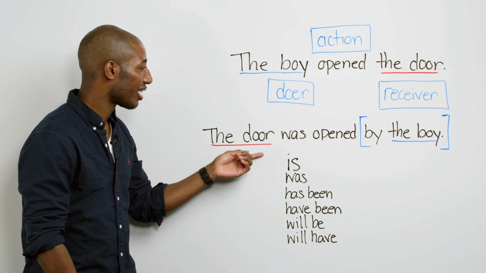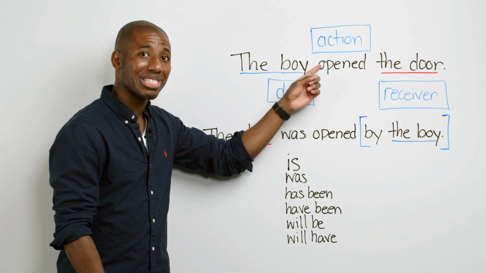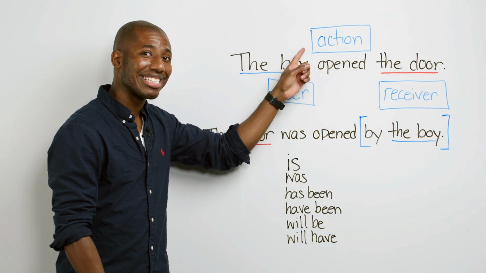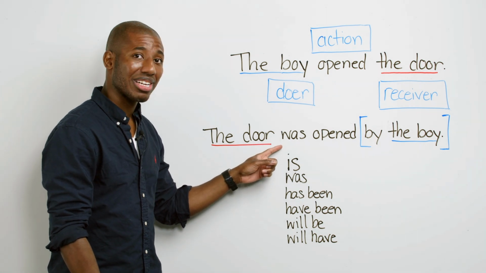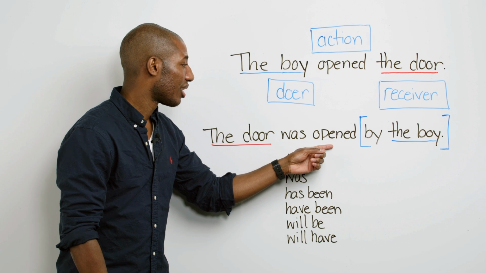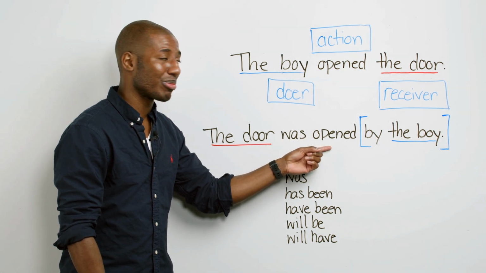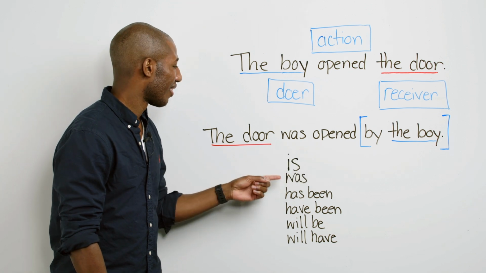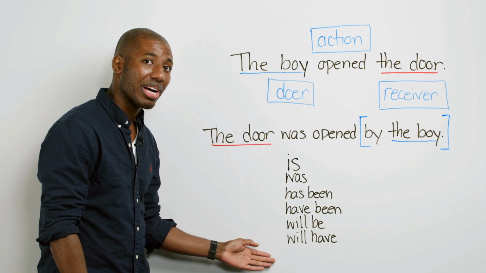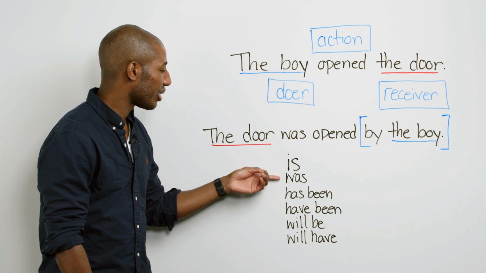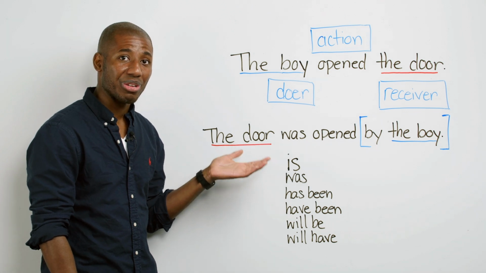The door was opened. Our verb is the same, or the action is the same, but we have a to be verb added on. Was opened. It's our to be verb plus the past participle of open. Now, it could also be these to be verbs as well, but we're going to use was, and this will change depending on the tense that we're using in our sentence.